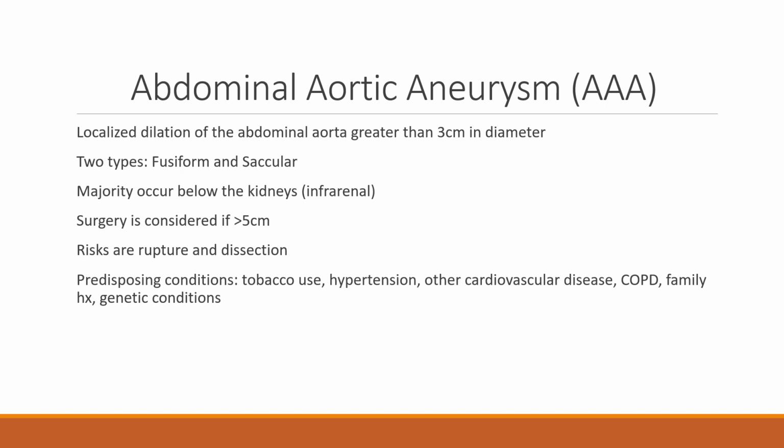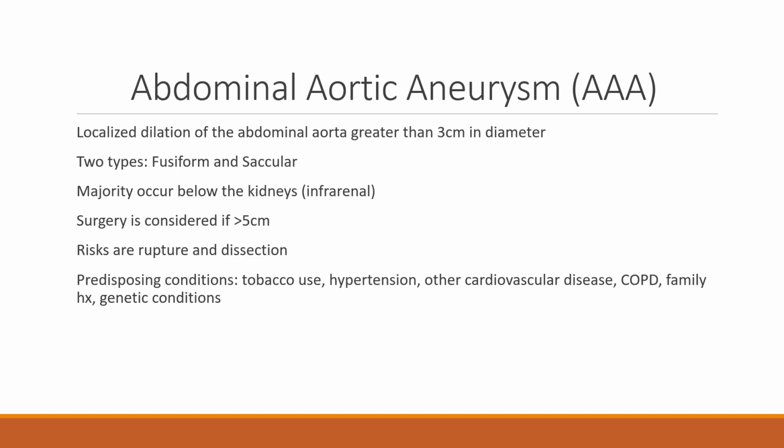So if you've got a little person whose aorta is maybe only 1.5 centimeters in diameter and you get a reading that's 2.7, that would be enough to be considered a problem, even though it was still in the upper limits of normal. You've got two kinds, fusiform and saccular. Most of them are going to occur below the kidneys; they're going to be infrarenal. Surgery will be considered if the aneurysm is greater than 5 centimeters in diameter, because when it hits that 5 centimeter mark, we're going to see a greater risk for rupture and for dissection.